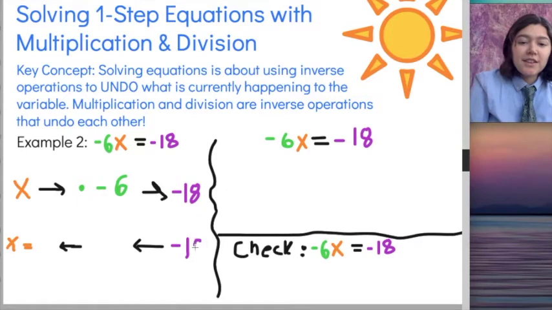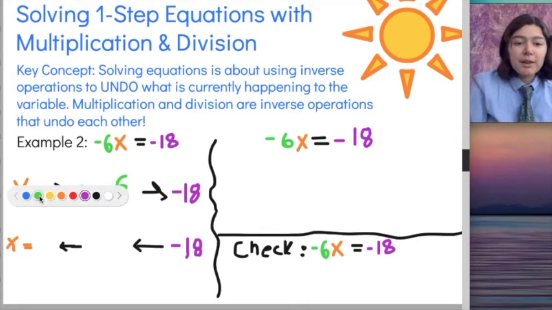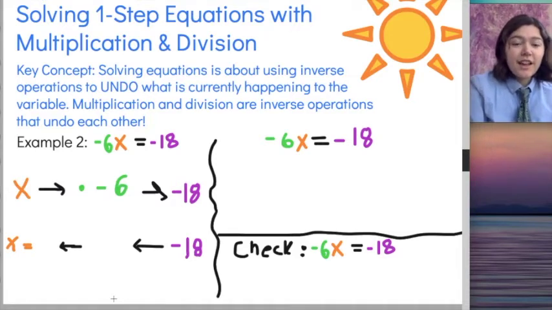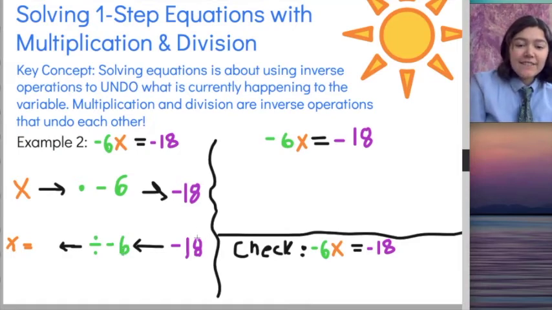So I'm going to take negative 18, and I need to ask myself, how do you undo multiplying by negative 6? Okay, the negative sign doesn't make a difference. How do you undo multiplication? Yeah, division. So you undo multiplying by negative 6 by dividing by negative 6. So then we're just going to do that. I'm going to have negative 18 divided by negative 6.